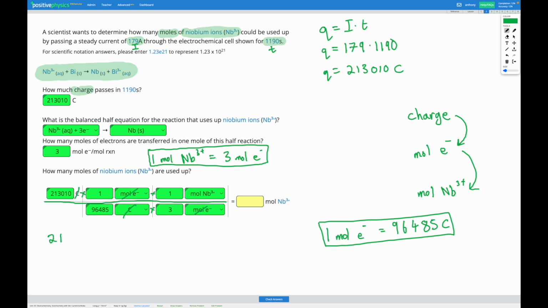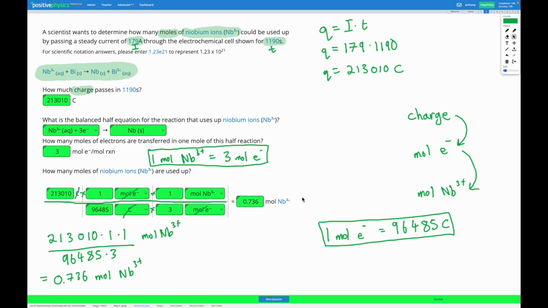That gives us 213,010 multiplied by 1 mole of niobium 3+, divided by 96,485 multiplied by 3. So if we go ahead and put that into our calculator, we're going to get an answer of 0.736 moles of niobium 3+ ions. So let's go ahead and fill in the answer here. 0.736 moles of niobium 3+ ions.